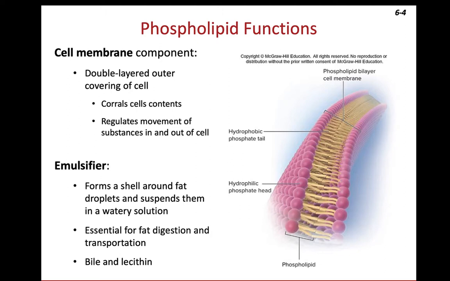Another situation where we're going to see phospholipids is that they act as an emulsifier. What that does is form a shell around fat droplets and suspend them in a watery solution. For example, take a salad dressing, and if you shake that salad dressing, what you'll notice are droplets of fat potentially. Emulsifiers are especially necessary for the digestion and transportation of fat. Bile that's produced by the liver is very important and acts as an emulsifier. And then we have lecithin.